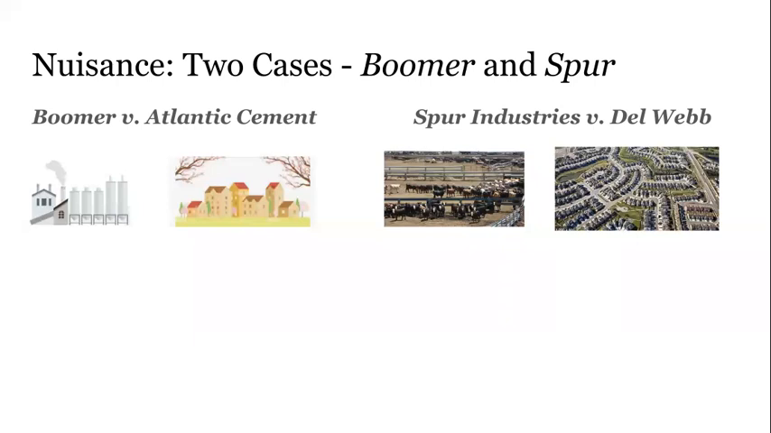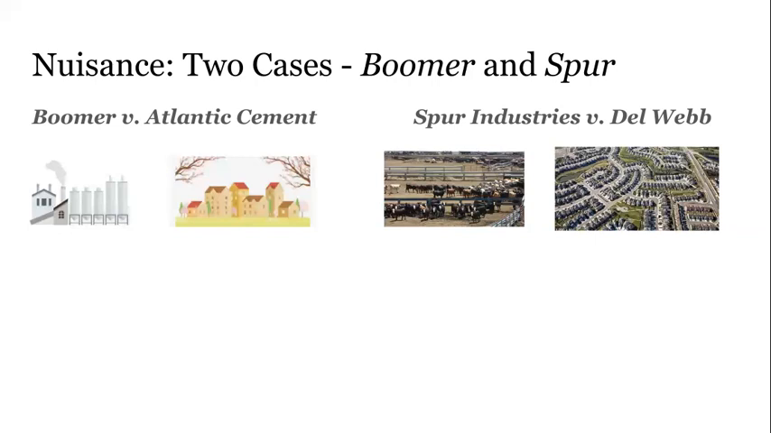Now, in this case, there are a couple of factual distinctions between Spur Industries and Del Webb. First of all, the cattle feedlot pre-existed the Del Webb development. That's important. Remember, in Boomer v. Atlantic Cement, Atlantic Cement came to the area and built itself after those residences existed. In this case, in Spur, Spur has been there for decades. It's one of those old cattle feedlot ranches that have been pre-existing prior to the development of this community.